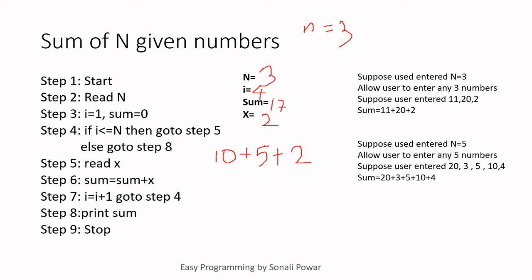तो ये 4 होने के बाद आई विल गो टू द स्टेप नंबर 4. स्टेप नंबर 4 में क्या लिखूंगी मैं, इफ i इज लेस देन इक्वल टू n. अभी ये जो 4 है वो 3 से लेस और इक्वल है क्या, नहीं है, इट इज ग्रेटर. सो आई विल से दैट go to step number 8. So in the step number 8 I said that print sum. So what is the sum, sum contains the 17, so it will print the 17.